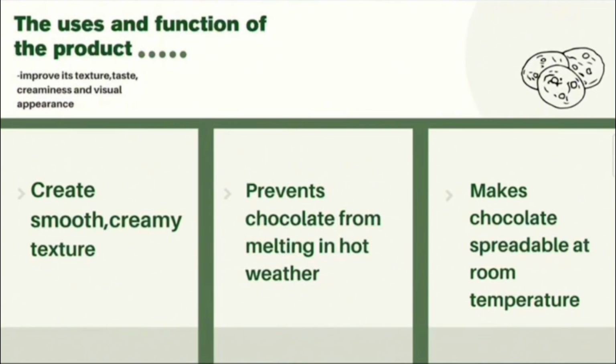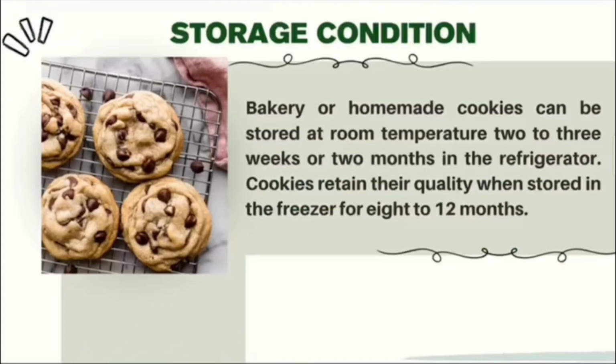Next, the uses and function of the product. It is also like the ice cream. The function is to improve its texture, taste, creaminess, and visual appearance. So first, it creates a smooth and creamy texture. After that, it prevents chocolate from melting in hot weather, and makes chocolate spreadable at room temperature.